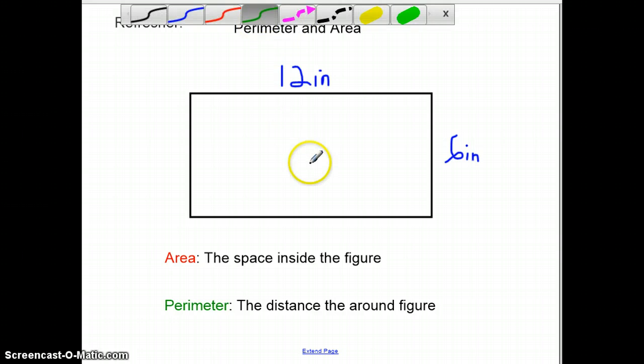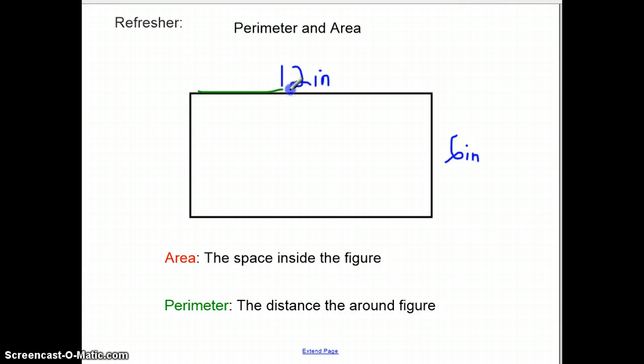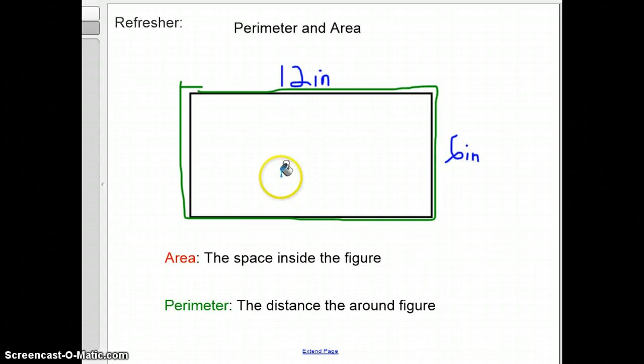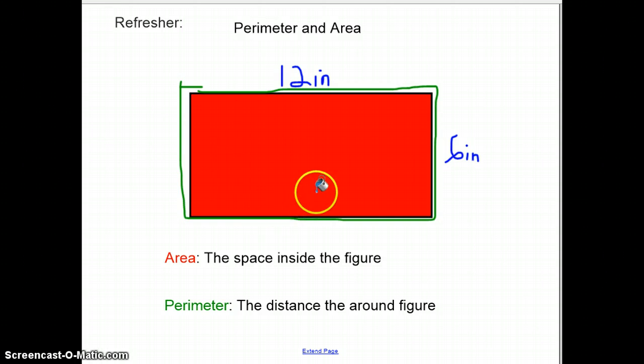just as a reminder. So this is going to be the perimeter going around the figure, as you see here, and so that would be the perimeter, and this is the area going to be inside of this rectangle or any kind of figure it is.